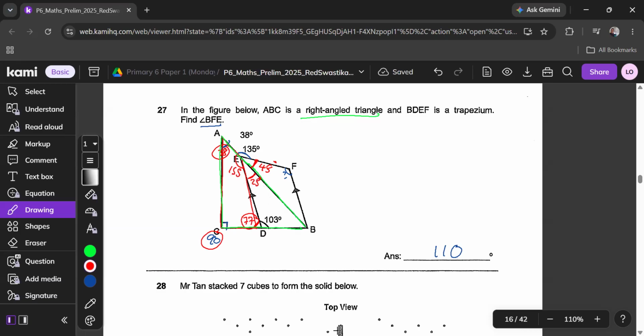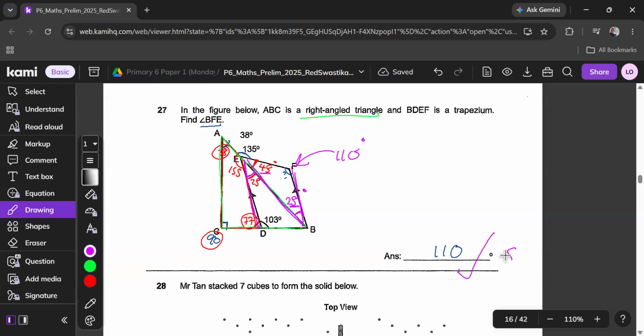Okay. Then what else can we find? Do you see there are two parallel lines? So Z, yeah. And then this is 25. Then this one must be 25. So now can you find the question mark already? So 180 minus 25 minus 45, and you will get 110. All right. And that's how you get the answer. And you must also be able to check whether your answer is correct.